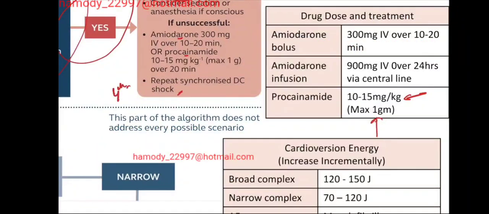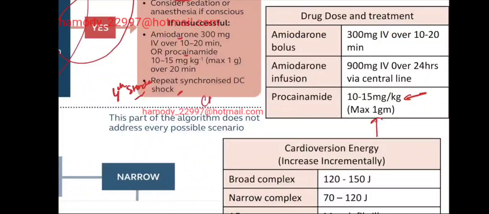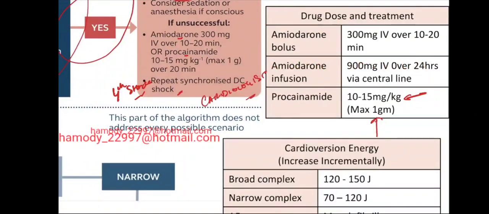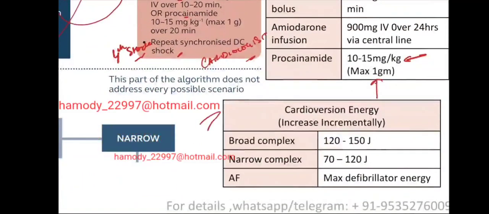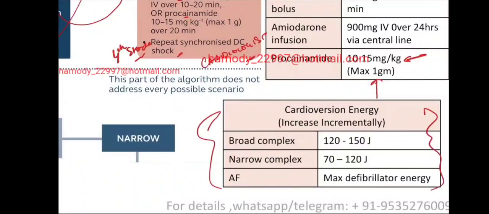This is the fourth shock that you are giving. If the patient doesn't respond to the fourth shock also, you are involving the cardiologist. You need to take the cardiologist's opinion. Something is seriously wrong here. The energies remain the same as what I mentioned in the class previously. It's the same, nothing different here.